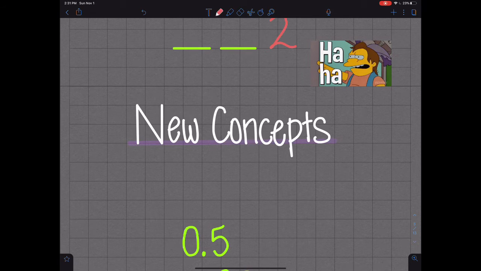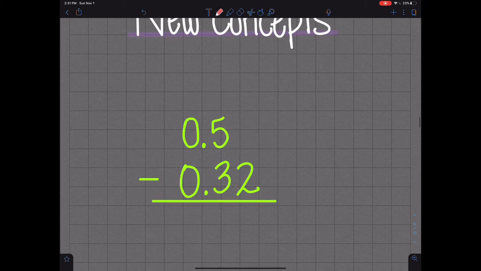Okay, new concept. The new concept goes over using 0 as a placeholder. So basically, when we are subtracting and multiplying and dividing decimal numbers, sometimes we see lots of zeros. And sometimes there's not a 0 when it seems like there should be, like right here, for example. So, for example, if we're going to subtract 0.5 minus 0.32, we have to line up the decimals. And it makes more sense when we're lining up the decimals that there should be a 0 right here.